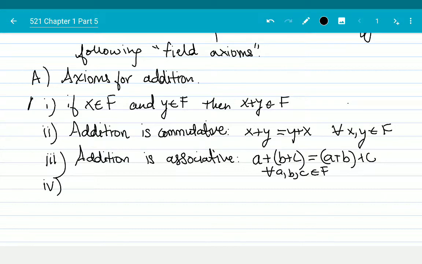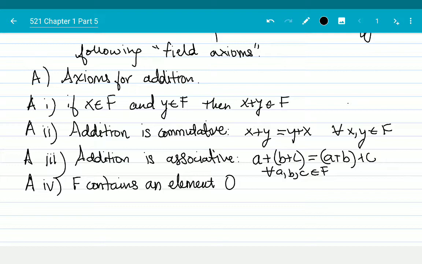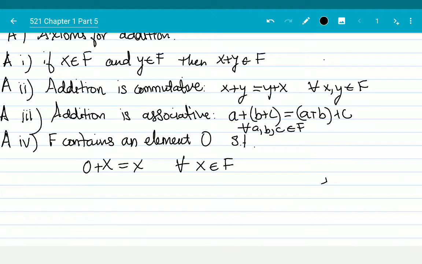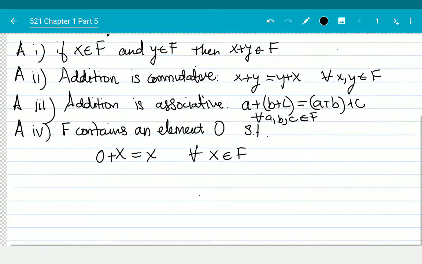Number 4. Let me call these A1, A2, A3, A4. F contains an element 0 such that 0 plus x is equal to x for every x in F. While saying it I said unique, but while writing it down I did not write unique. I will leave that as a proof for you.